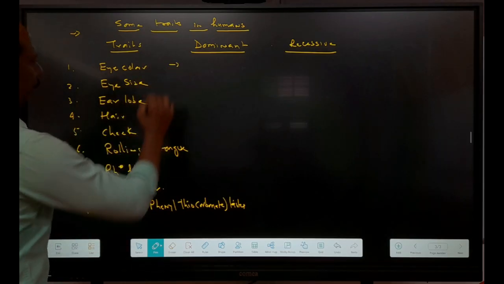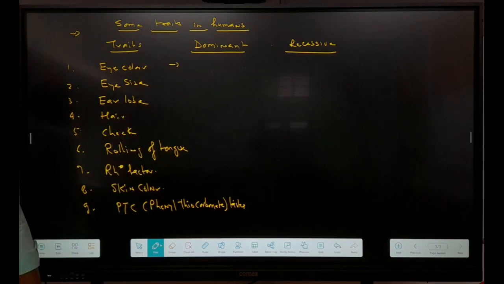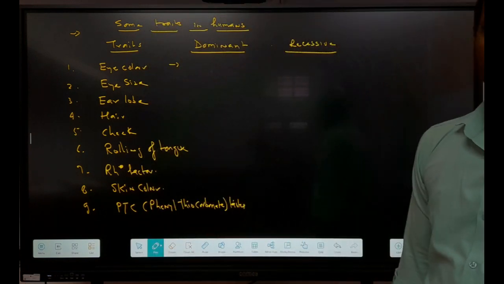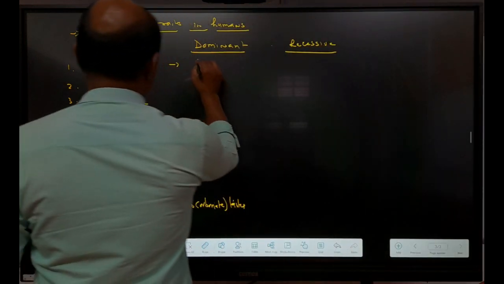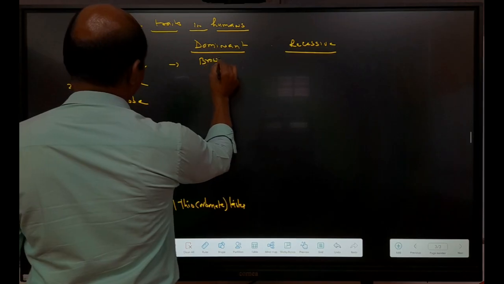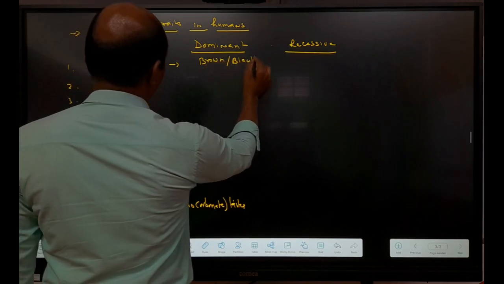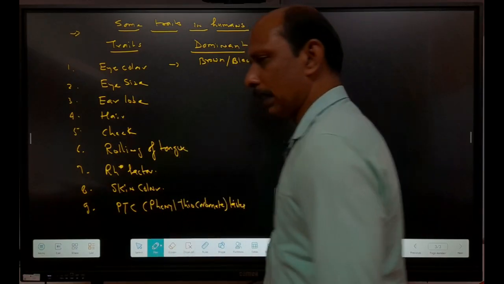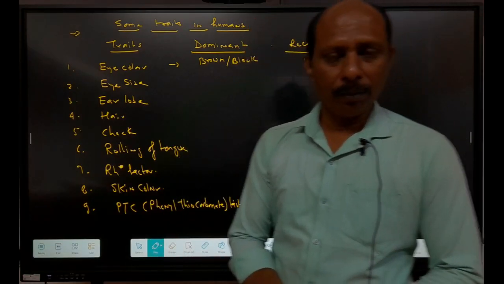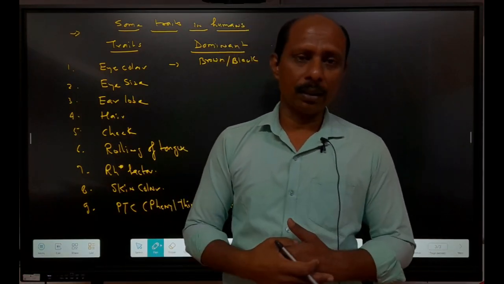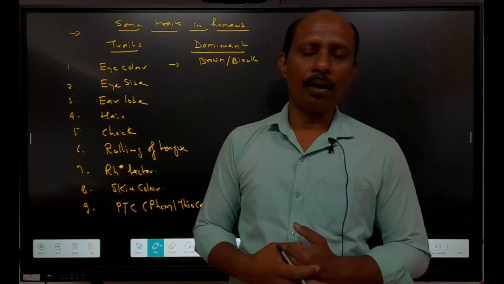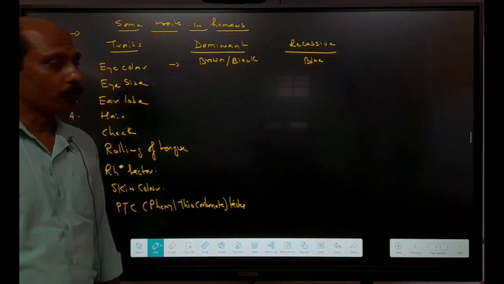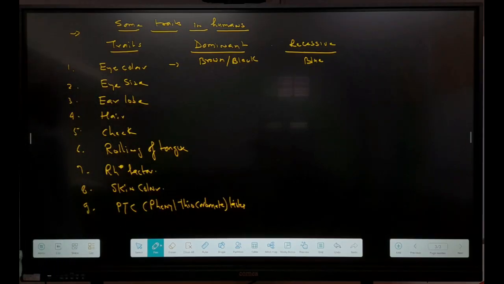First is eye color. We have three types of eyes: blue, brown and black. Brown or black eyes are dominant over blue eyes. That's why, in the world, blue eyes are considered a symbol of beauty. But blue eyes are very rare. Why rare? Because they are recessive, right?